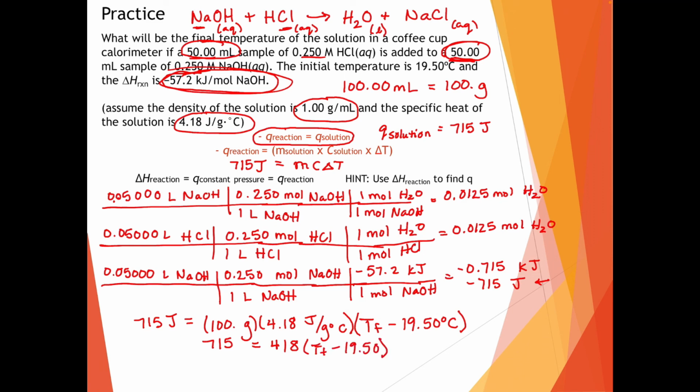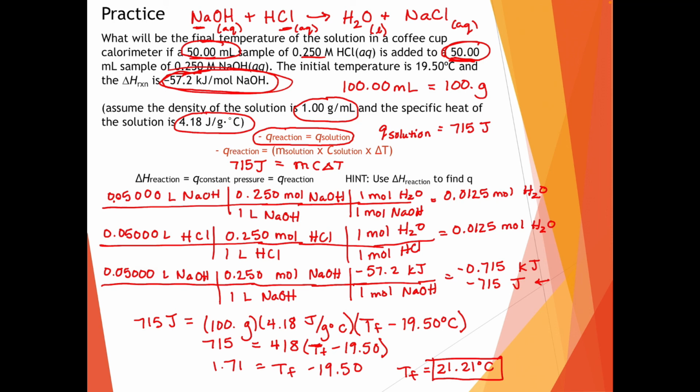And again, I've just dropped all of my units for now. They get a little messy. You're welcome to include them if you like. I know that my temperature is going to end up in degrees Celsius, so I've just dropped them for the time being. Now we'll go ahead and divide both sides by 4.18. We'll get 1.71 is equal to TF minus 19.50, which means that TF is going to equal 21.21 degrees Celsius.